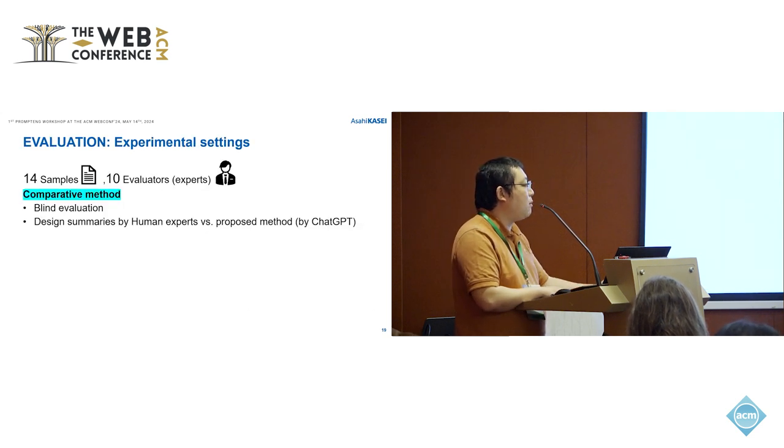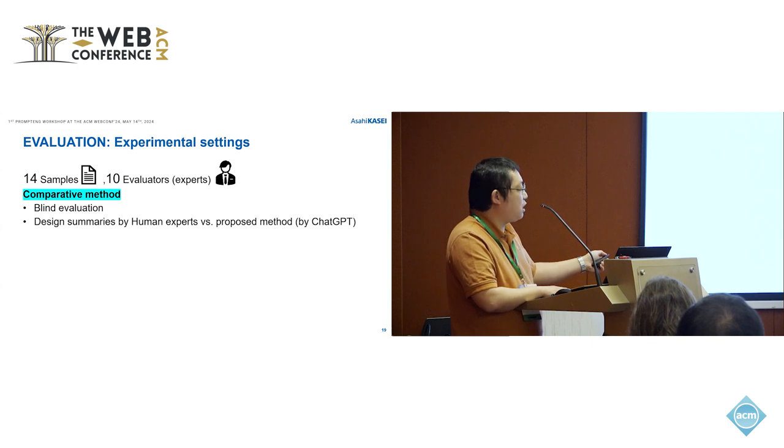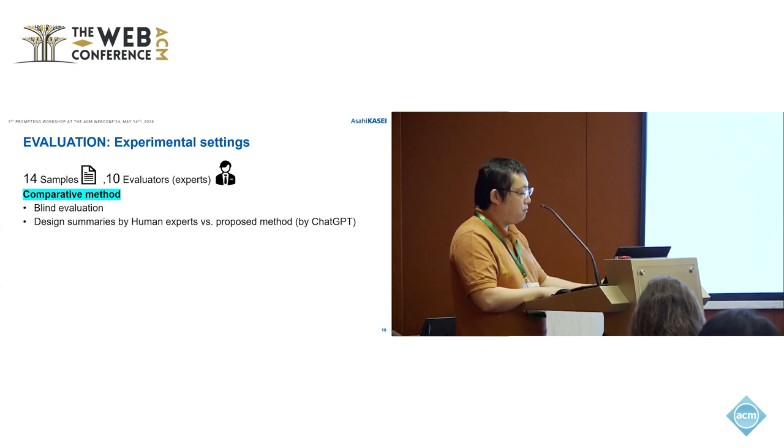And next, here is the evaluation. The human expert evaluators scored the 40 samples that were created by human experts and created by ChatGPT. The evaluation is blind, and the evaluation was done by placing the design summary created by human experts and by ChatGPT side by side.